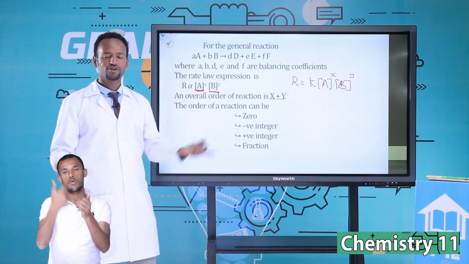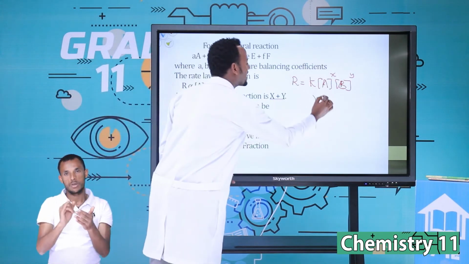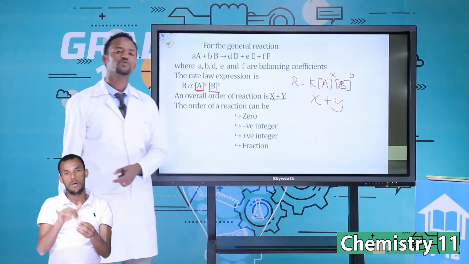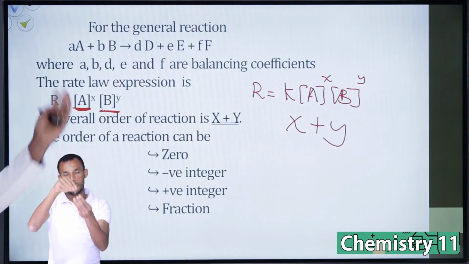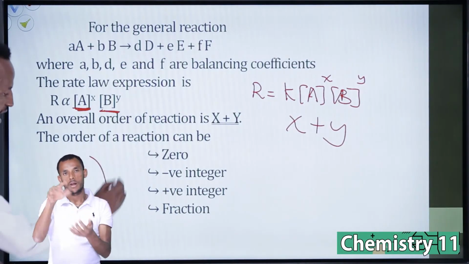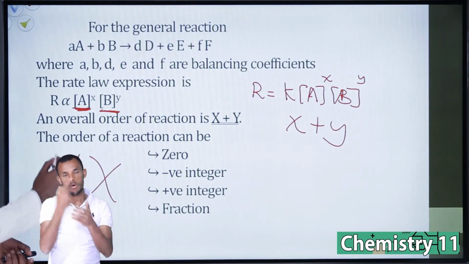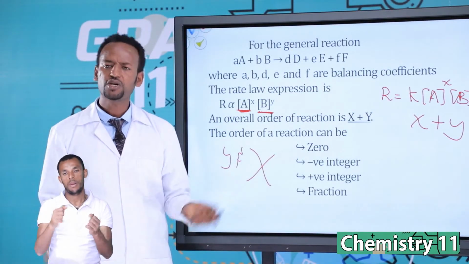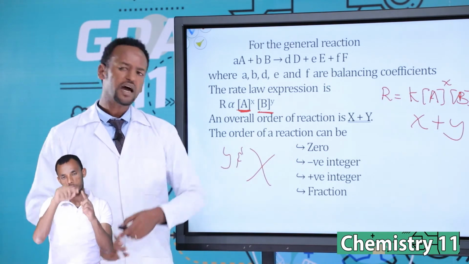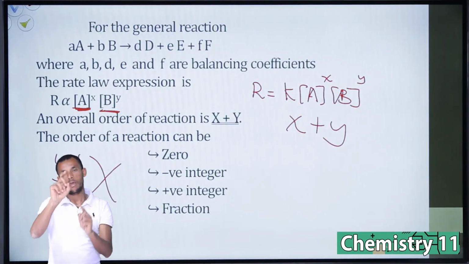What is the overall order of the reaction? The overall order is x plus y. X plus y is the order of the reaction. Simply the order of the reaction, or simply x, may be 0. Zero is possible, not only for x but also for y. A negative integer is possible, a positive integer is possible, and a fraction is possible. This is the order of reaction, but x is not the stoichiometric coefficient.